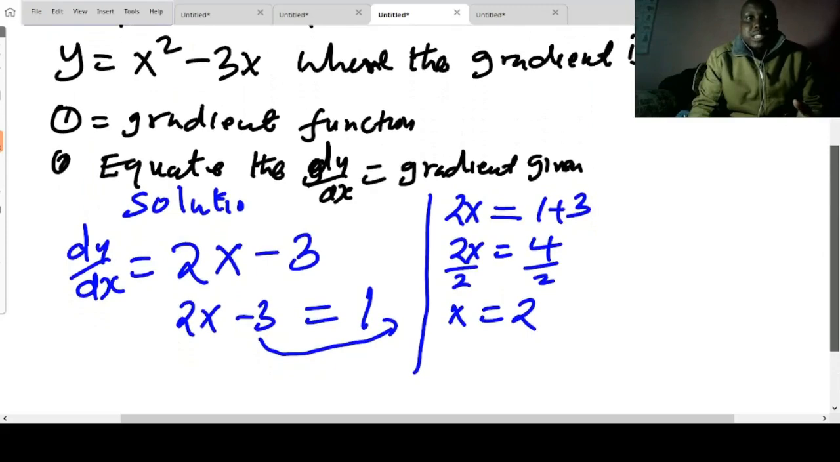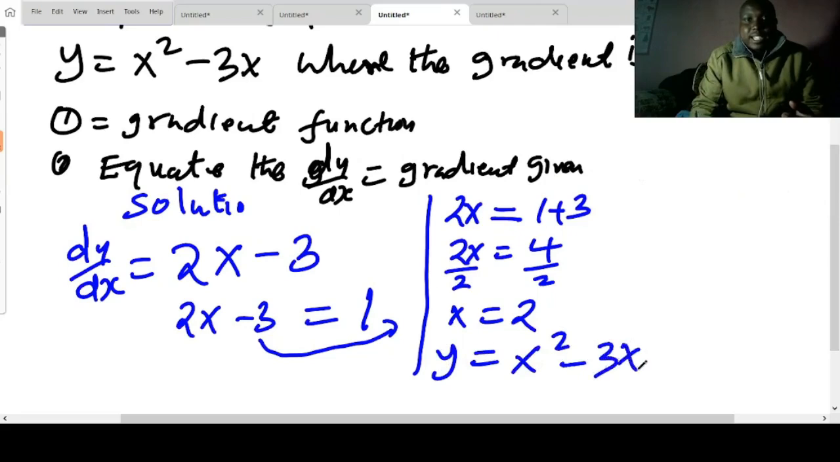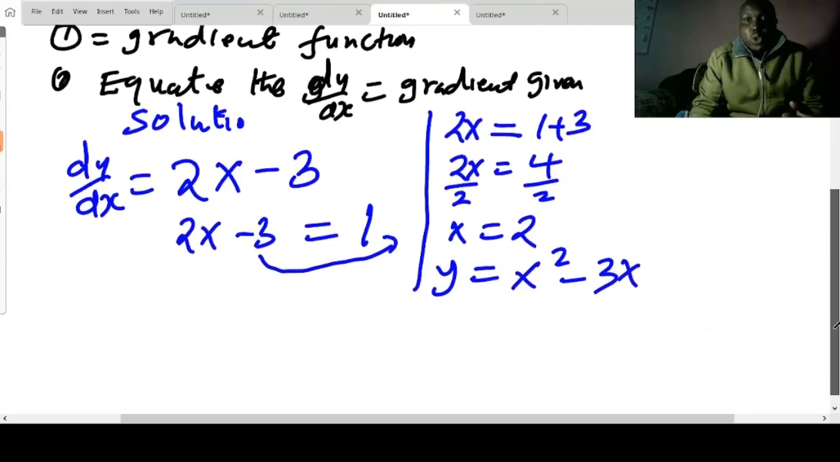Where do we get y from? We go back to the equation. Our equation was y is equal to x squared minus 3x. That is where we get y.